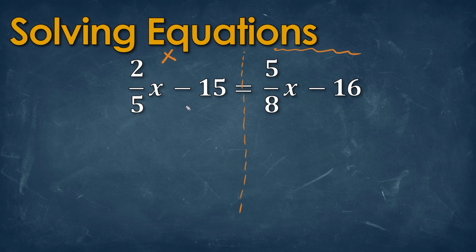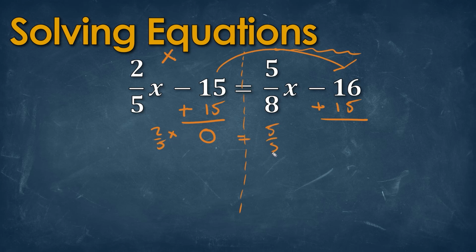We want to start with what's easiest, which is going to be moving our numbers over. So we're going to move this number over to this side. And to do this, since we have -15, we're going to do the opposite of that, which is going to be positive 15 or adding 15. And if we do it on one side, we have to do it on the other side. -15 plus 15 is going to give us 0, which means we're going to be left with 2 over 5x on this side. And then on this side, we're still going to have the 5 over 8x, and then -16 plus 15 is going to give us -1.